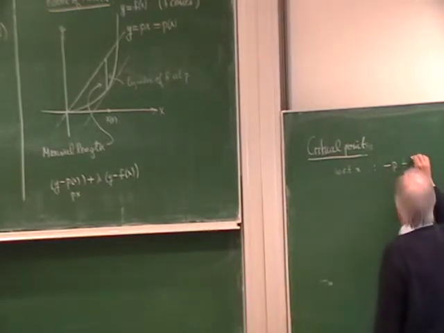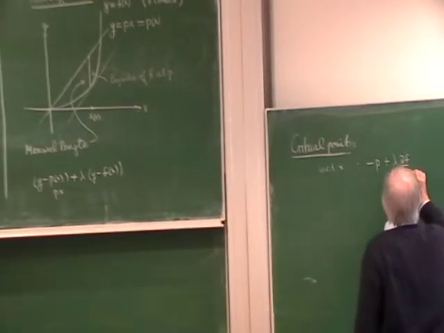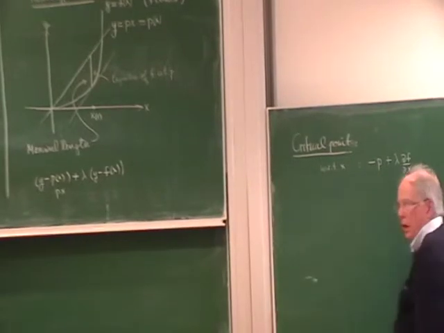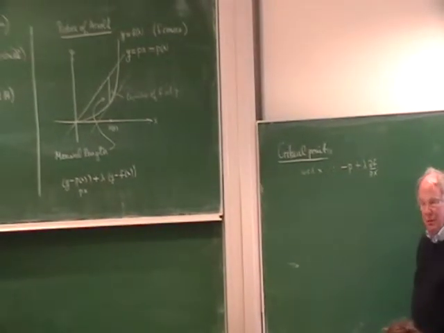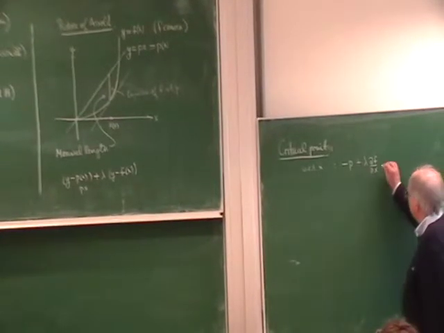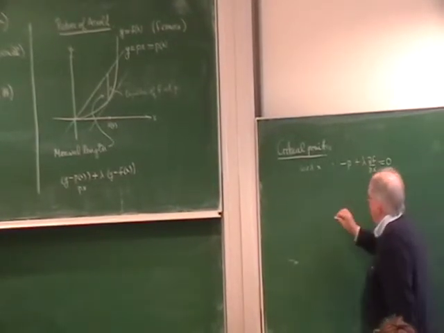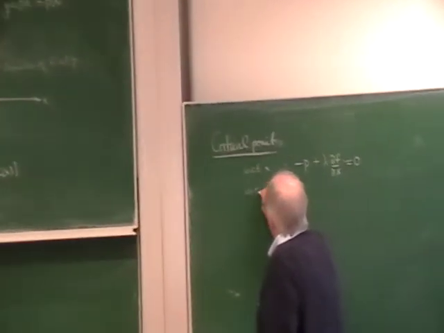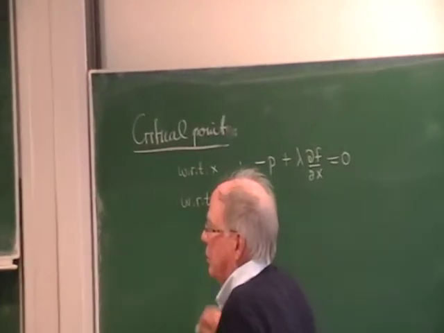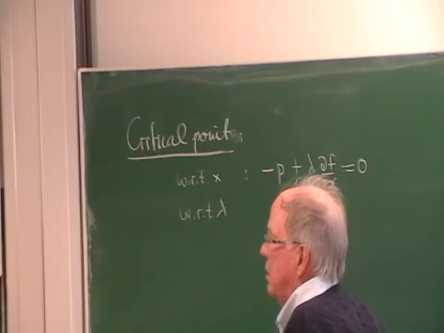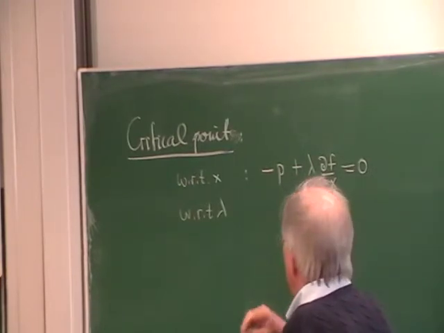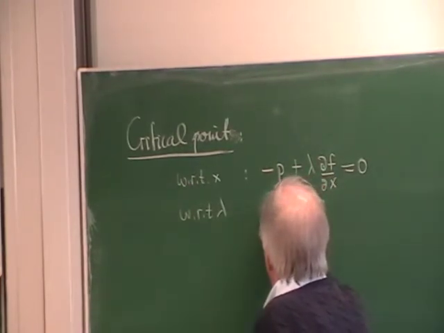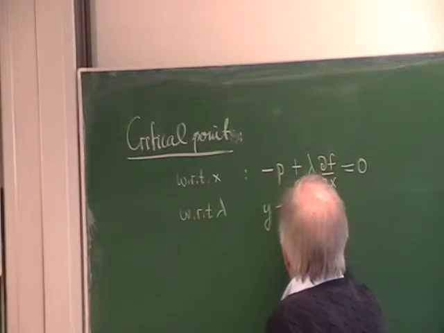Plus, I'm not sure I want a plus. Lambda partial f with respect to x. Right? That's gradient, really. Okay, that's that. So that has to be 0. And with respect to lambda, that's only a function of one variable. So that means, oh, that's good. But that's y minus f of x equals 0.